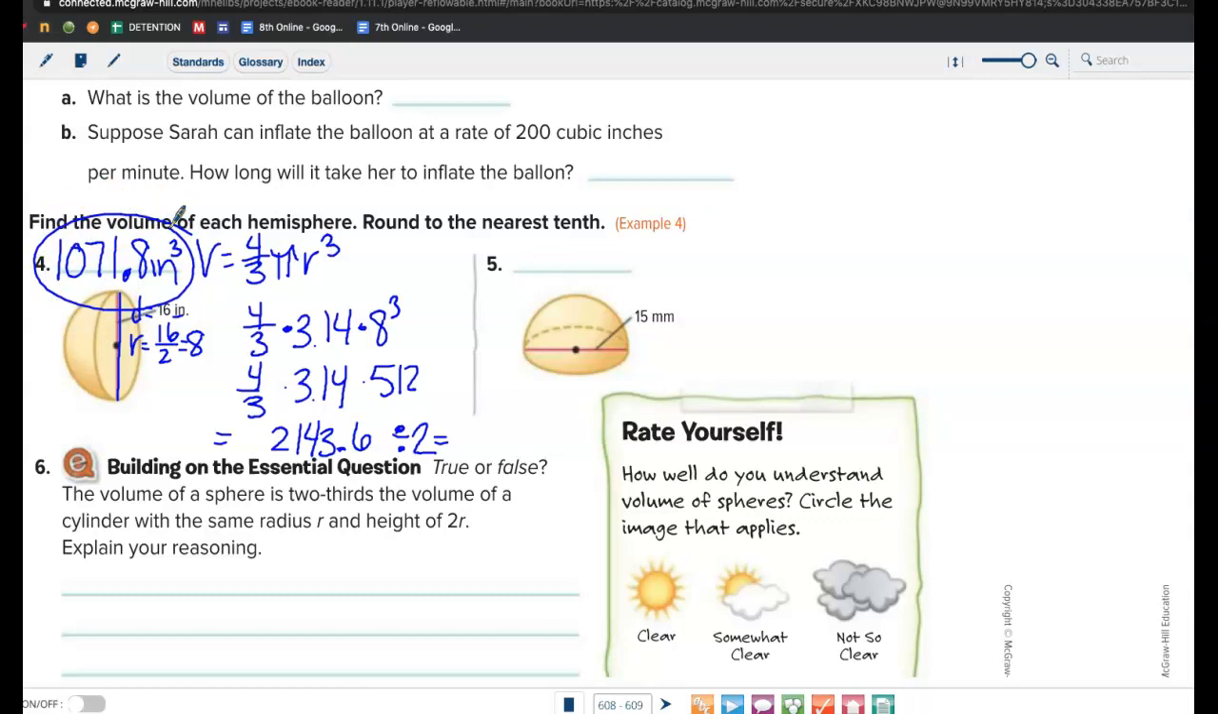All right, number 5. We're going to do the same thing. So I'm going to use the same formula. 4/3 times 3.14 times my radius. I'm given the entire length of the circle, so that's my diameter. So the diameter is 15, so the radius is going to be half of that, or divide it by 2, which is 7 5/10. So 7 5/10 cubed.